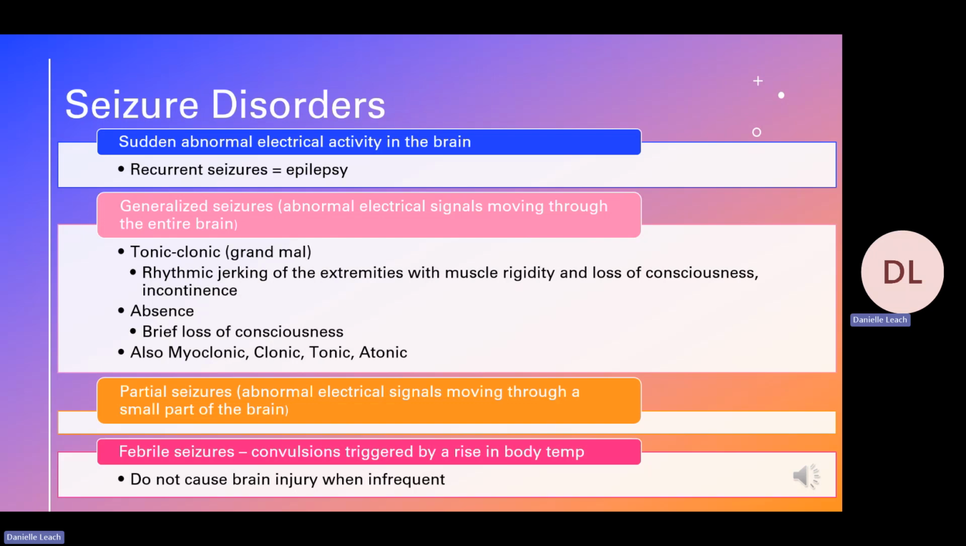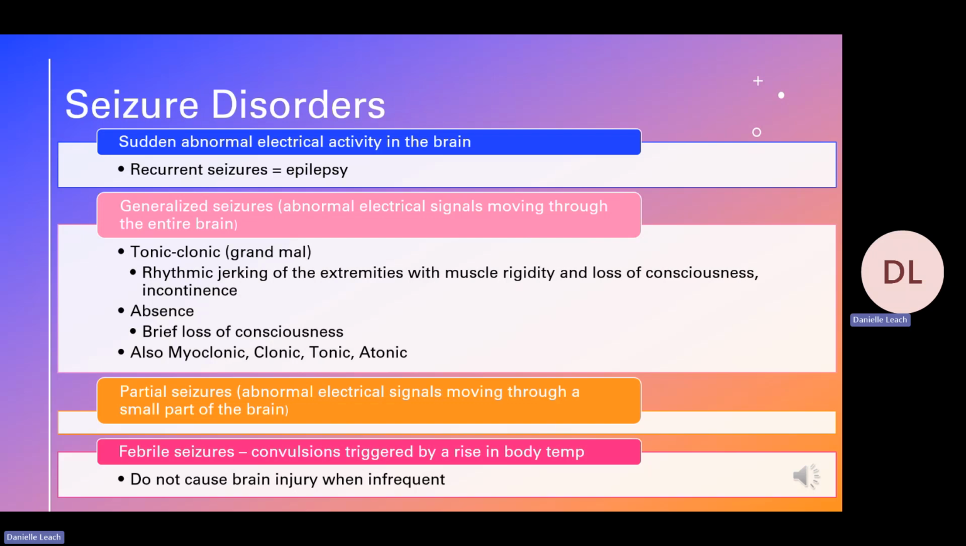When these tonic-clonic seizures occur more than once, that may be a sign of epilepsy. So this is usually the type of seizure that people with epilepsy have. This is usually treated with anti-epileptic medications.